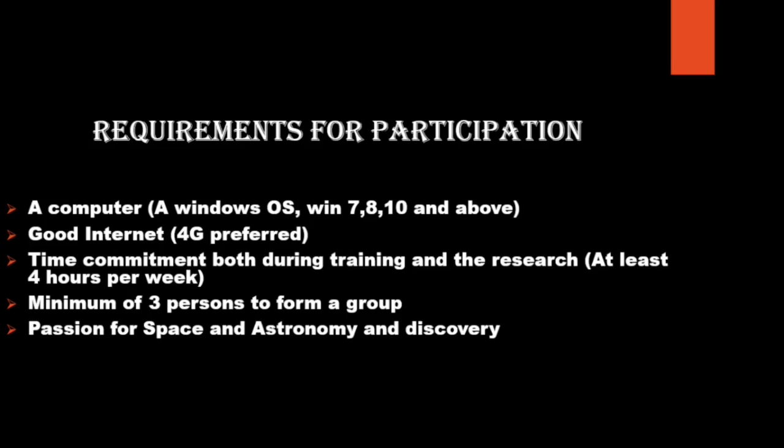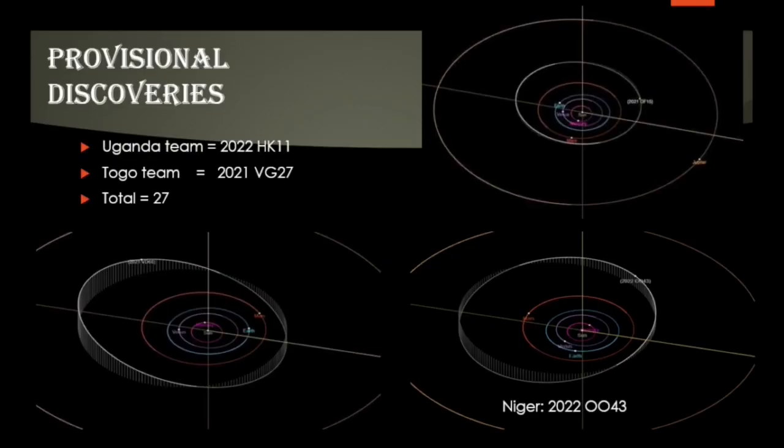I mean, we want teachers first, teachers that will disseminate the program to the country. We want those people first so that when they learn it, they can spread it. Then you also need passion for space and astronomy and discovery. So these are some of the discoveries that we have made so far. We started this program in 2020. So getting to 3 years right now, we have made up to 27 discoveries of asteroids.